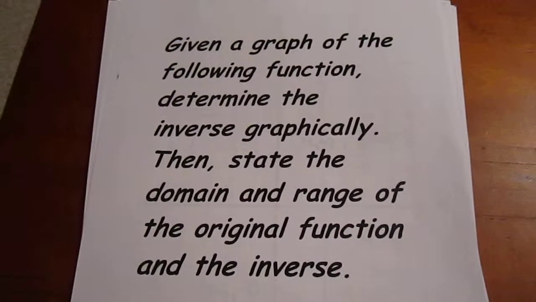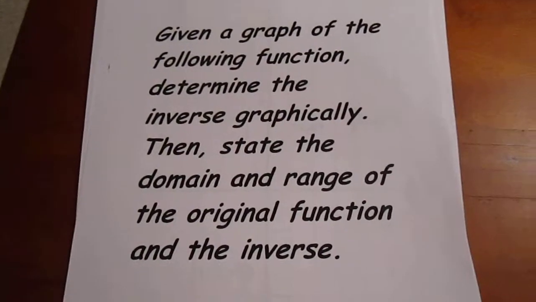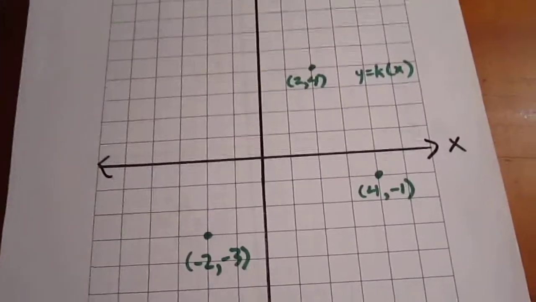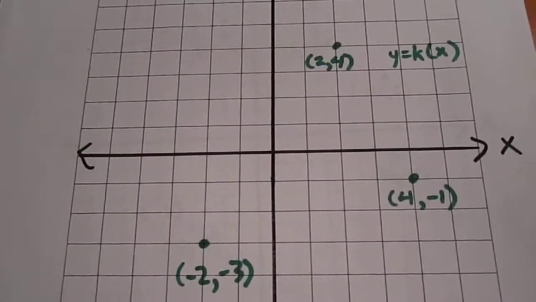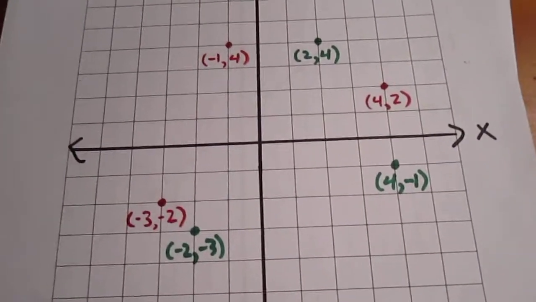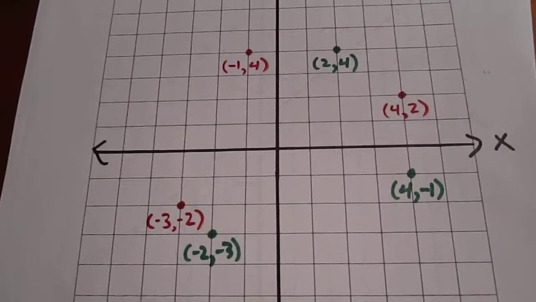In this question, we're given a graph of a function and asked to determine the inverse graphically, then to state the domain and range of both the original function and the inverse. Our function in this case is a set of discrete points, 3 of them to be exact. Well, in order to determine the inverse, what we're going to do is switch the x and y coordinate of each one of those points.